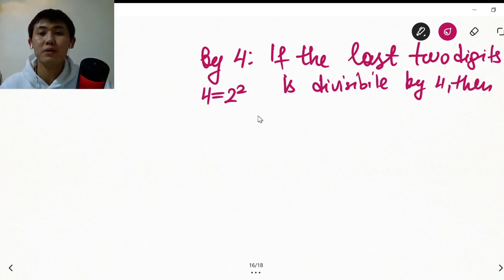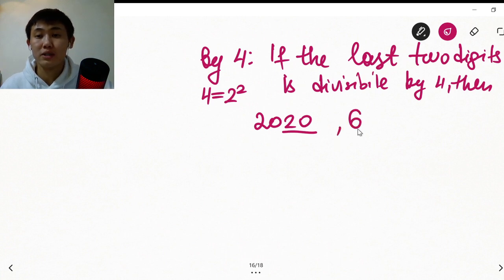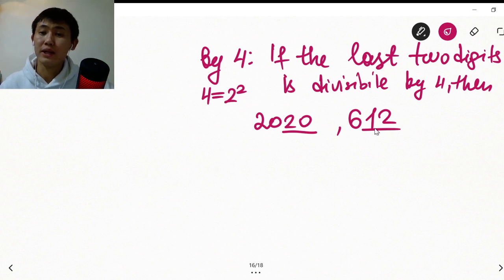For example, the number 2020. It's divisible by 4 because 20 is the last two digits and it's divisible by 4. Or we can say 612. 12 is divisible by 4, and that's why it's divisible by 4.